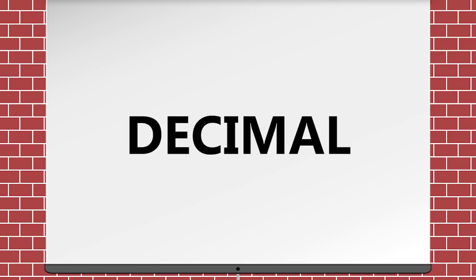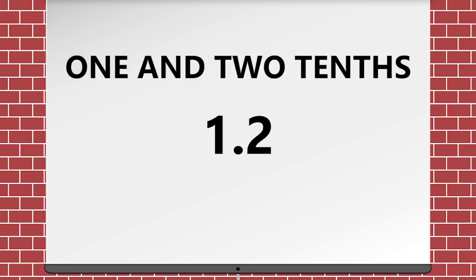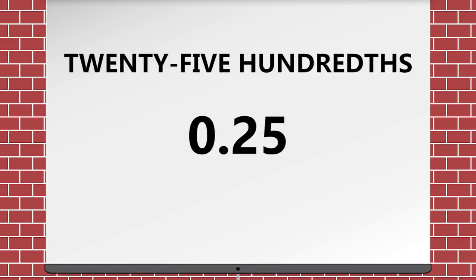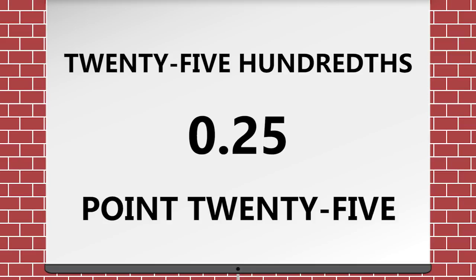When you read a decimal, there are different ways you can say it. You can read this as 1 and 2/10, or you can say 1.2. You could read this as 25 hundredths, or you could say 0.25.